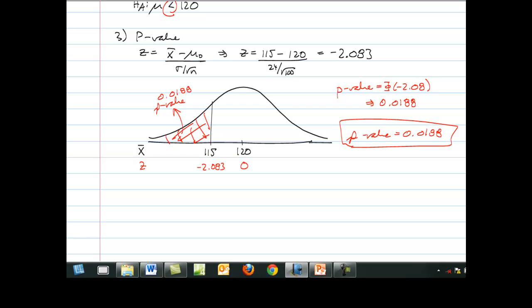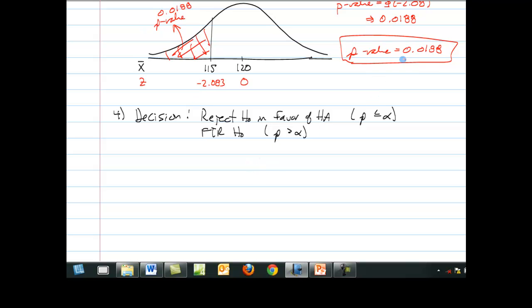So let's see what happens next. We have to draw some sort of conclusion, so that's our next step: make a decision. The only two decisions I can make are to reject H0 in favor of HA, which I do if p is less than or equal to alpha, or to fail to reject H0, which I do if p is greater than alpha. For our situation, 0.0188 is less than or equal to 0.05. So what should we do? We should reject H0 in favor of HA.